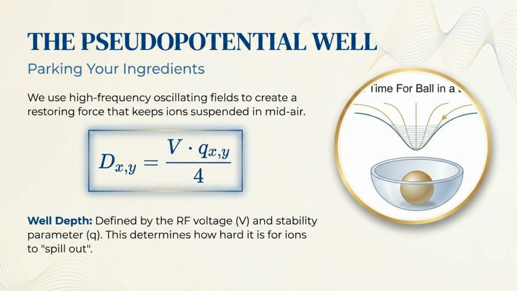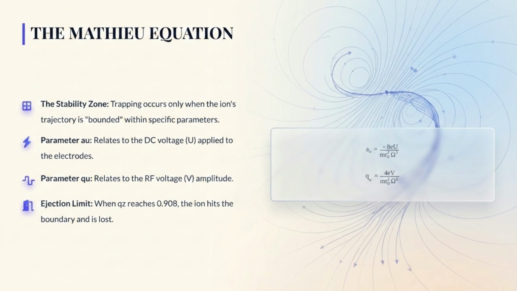The depth of this bowl, how deep our pot is, is defined by the average D sub xy, which equals V times Q sub xy divided by 4. The higher the voltage V and the specific parameter Q, the harder it is for your ions to spill out. This is exactly how we park our ions for analysis. Now, I know these formulas look intimidating, but here is the secret. They are just the boundaries of the pot.